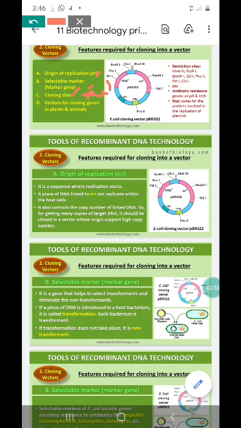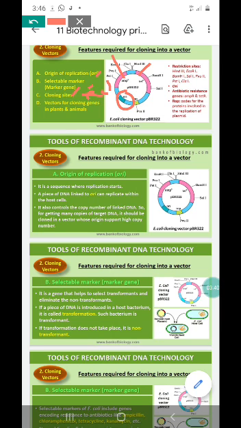And it has ORI. Where is ORI? This place is the ORI. And these are the selectable markers. Which are the selectable markers? The tetracycline resistant gene at this site and the ampicillin resistant gene. Tet superscript R means it is the tetracycline resistant gene. The other one is ampicillin; R means resistant gene.